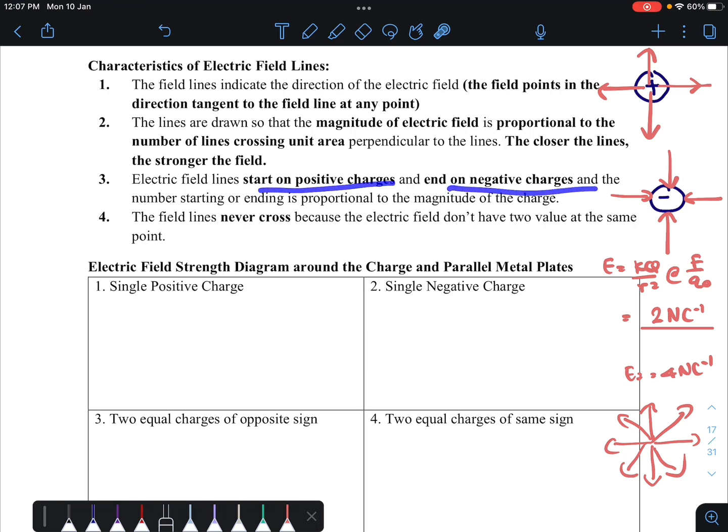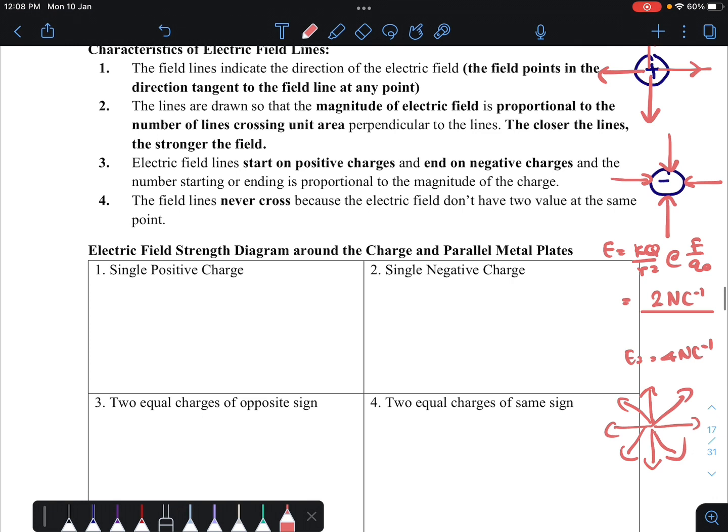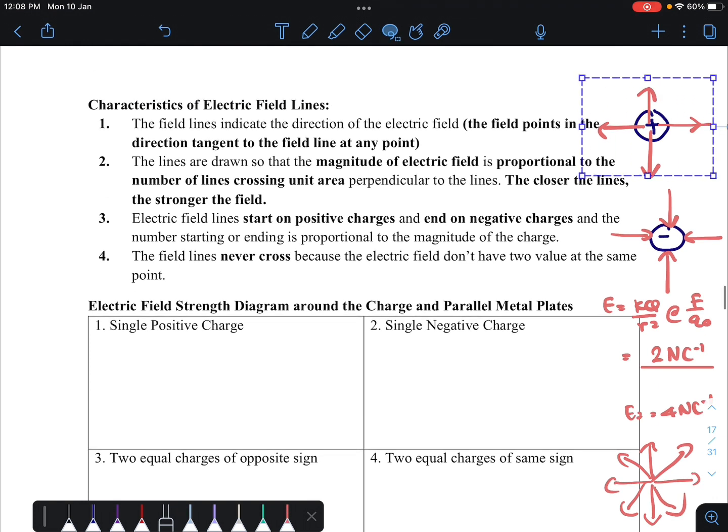And then ini kita dah tengok, it starts from positive and ends at negative. And then the field line never cross each other. Okay, maksud field line never cross each other adalah kita tidak akan ada 2 garisan bertindih. Okay, setiap garisan ini tidak boleh berlanggar dengan mana-mana garisan lain. Okay, they can never touch each other. Okay, alright, so for an example here, when you have a single positive charge, macam ginilah, ini saya dah lukis dekat sini.